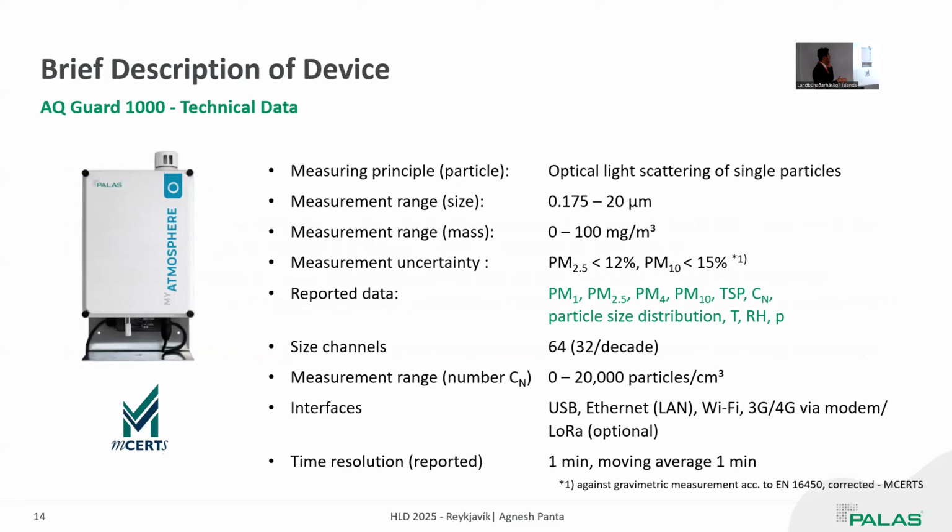So just a brief description of this device, which I have here. If you're interested, I can also show it later. It's called AQ Guard 1000, basically air quality guard. This is also an optical particle counter with a range of 0.175 to 20 microns. We have 64 channel sizes, and it has a time resolution of 1 minute. Basically, it's a 1 minute moving average, and it is certified by MCERTS as well for PM2.5 and PM10 measurements.